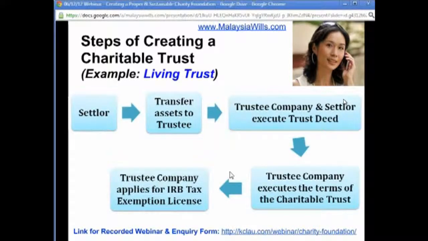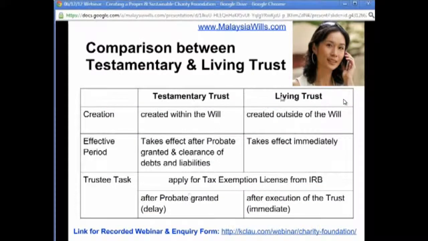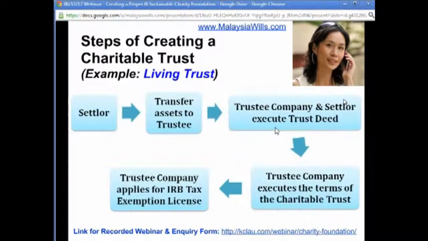So if you notice that there are differences and you do not want to create a testamentary charity trust because it will take a long time, you decide to take a different approach, which is the immediate approach, to create an immediate charity living trust. These are the few steps. We simplify it for you.